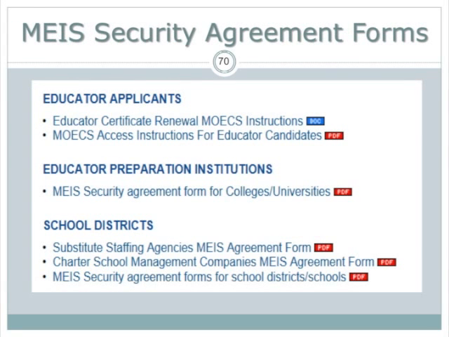These are on our MOECS site, michigan.gov/MOECS. We have a list of MEIS security agreement forms for educator preparation institutions. There's only one. And for school districts, we have specific ones for substitute staffing agencies, charter school management companies, and then one for school districts or schools.